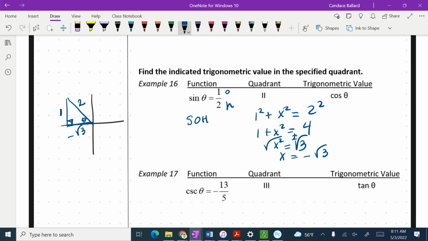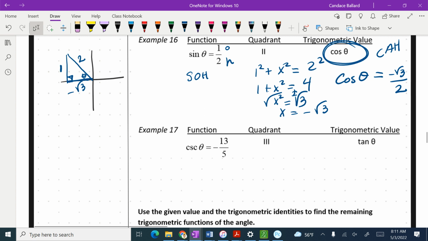All right. What they're asking me to find is the cosine of that triangle. So the cosine of theta equals, cosine is what in the SOHCAHTOA world? Good. So what is on my adjacent? And what's on the hypotenuse? 2. It's just a different way to find it. All right. Let's take a look at example 17.